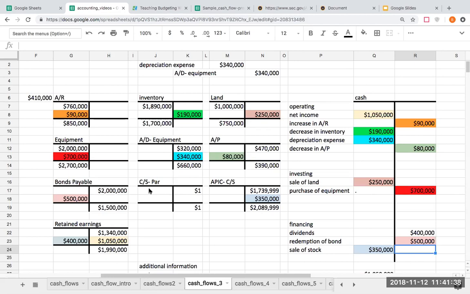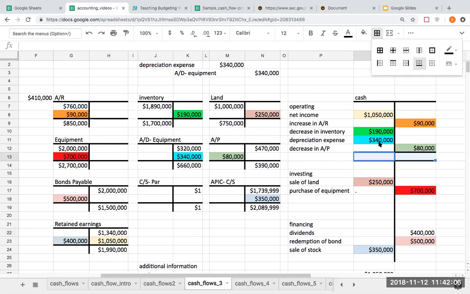No change to common stock par, additional paid in capital common stock, credit to debit over here in cash, and then I have retained earnings, my dividend here shows up as a credit in the financing activities section. So my magic number is 410,000. So when I add up all of these different balances, it needs to equal 410,000.